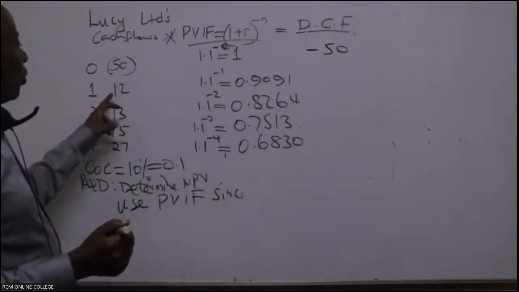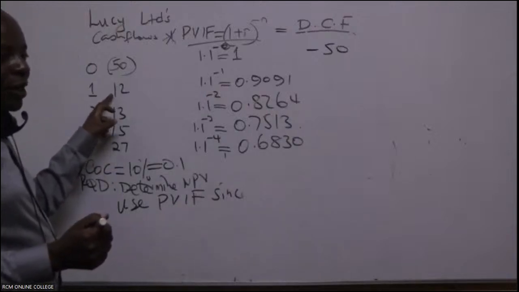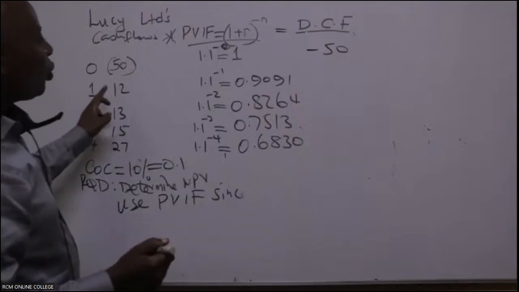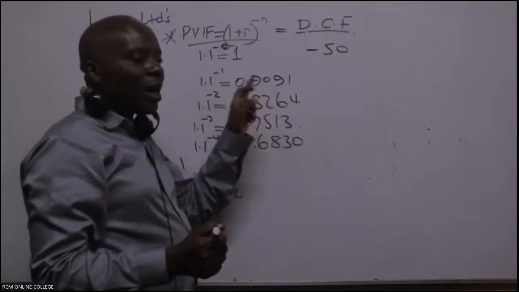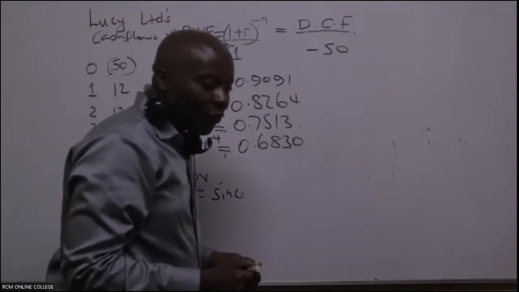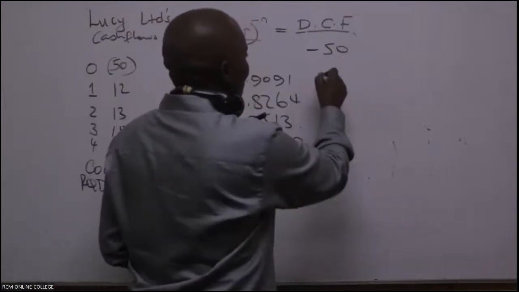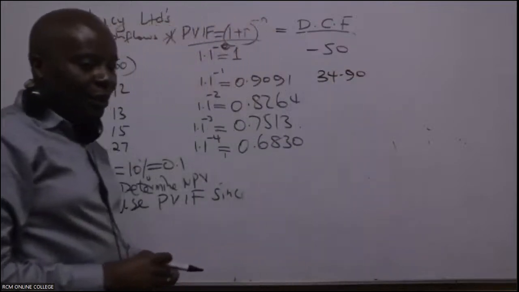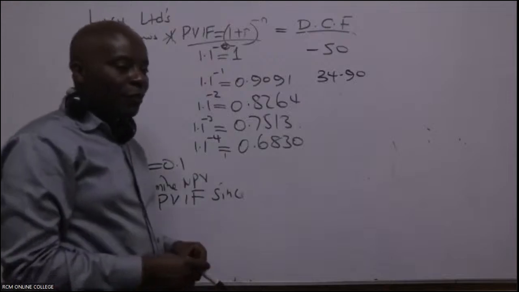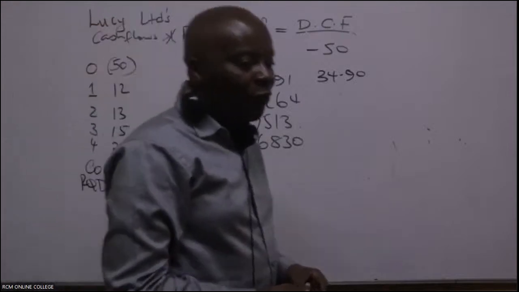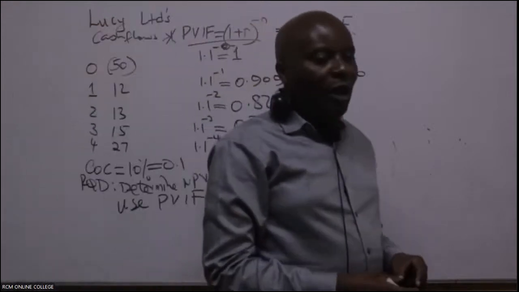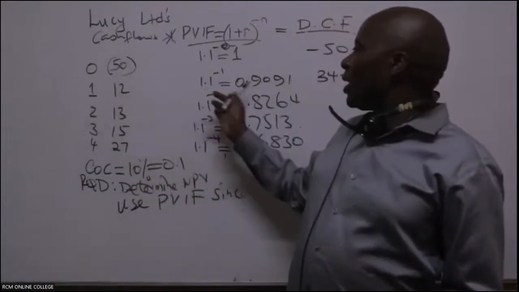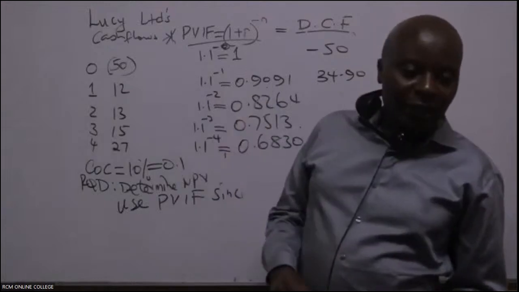How about the second one? The second one, what do we have? 12 times 0.9091. We have from Lucy Allen 34.90. Please confirm whether this figure is correct. I would want to hear from many students. Is that figure correct? That is 12 times 0.9091.